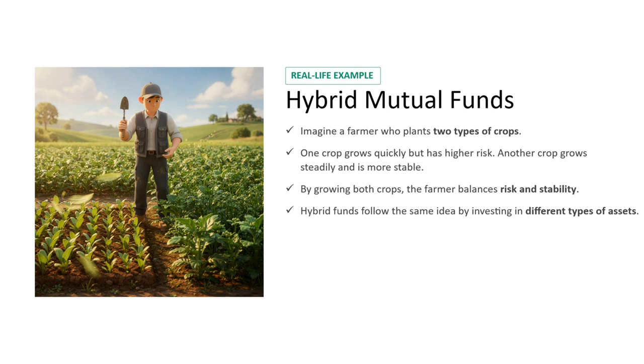Now we will see a real life example of hybrid mutual funds. Imagine a farmer who plants two types of crops. One crop grows quickly but has higher risk. Another crop grows steadily and is more stable. By growing both crops, the farmer balances the risk and stability. Hybrid funds follow the same idea by investing in different types of assets.